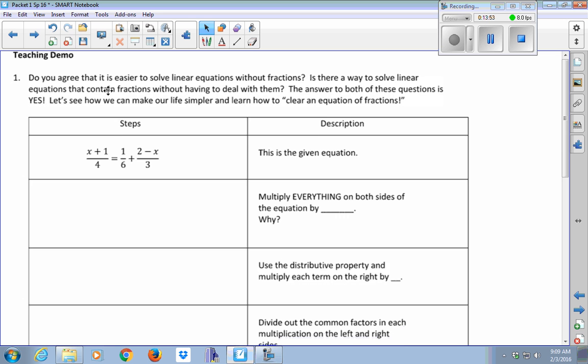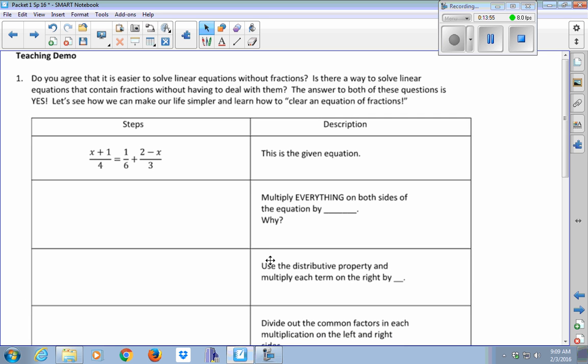So let's take a look at this. This is the very first teaching demonstration. So today we're looking at linear equations. Right now we're looking at a linear equation, but it has a fraction in it. Fractions in all 3 pieces of it. So I think we all agree it's a lot easier to solve a linear equation with no fractions because we tend not to feel too fondly about fractions. So the idea here is get rid of those darn fractions, clear them away.